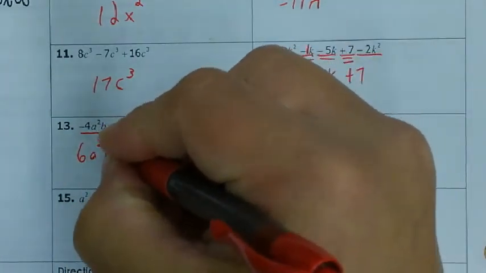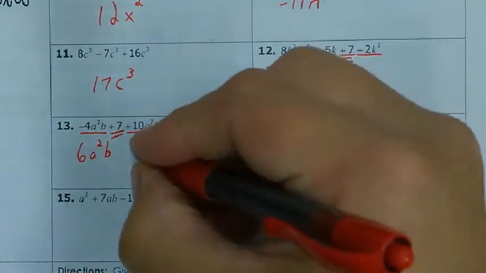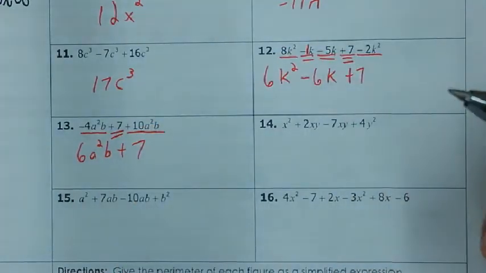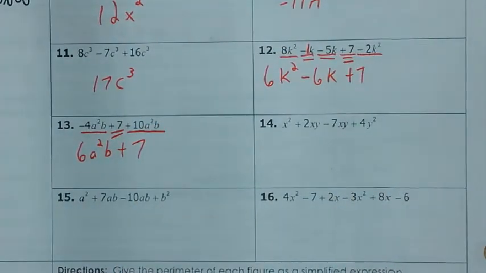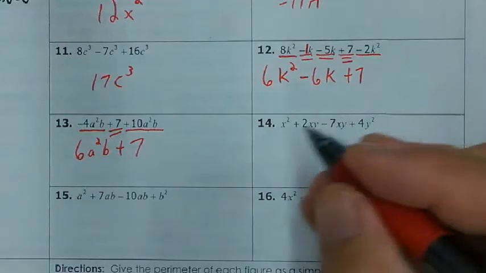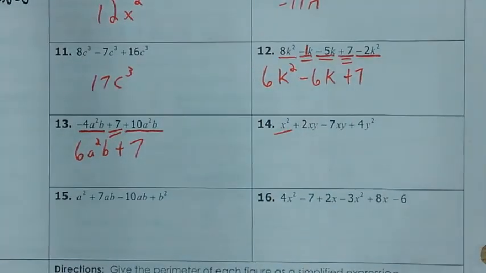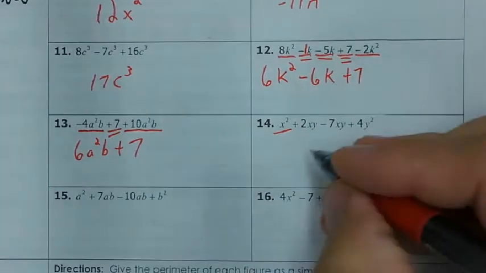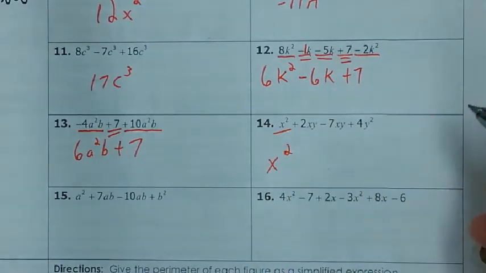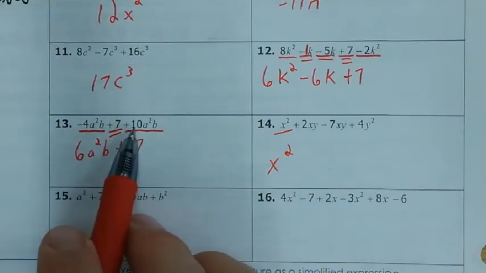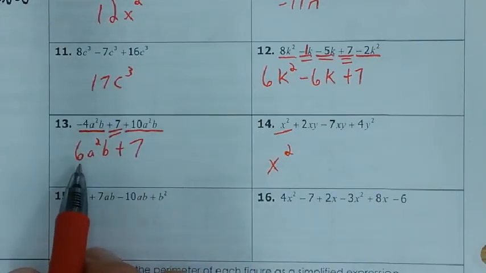Does this 7 go with anything? No, so we just put plus 7. That's literally all we do. Okay, does x squared go with anything? No, so just bring down the x squared. Why is there a 6a with exponent of 2 and then b? Because negative 4 plus 10 is 6. Oh, I see.